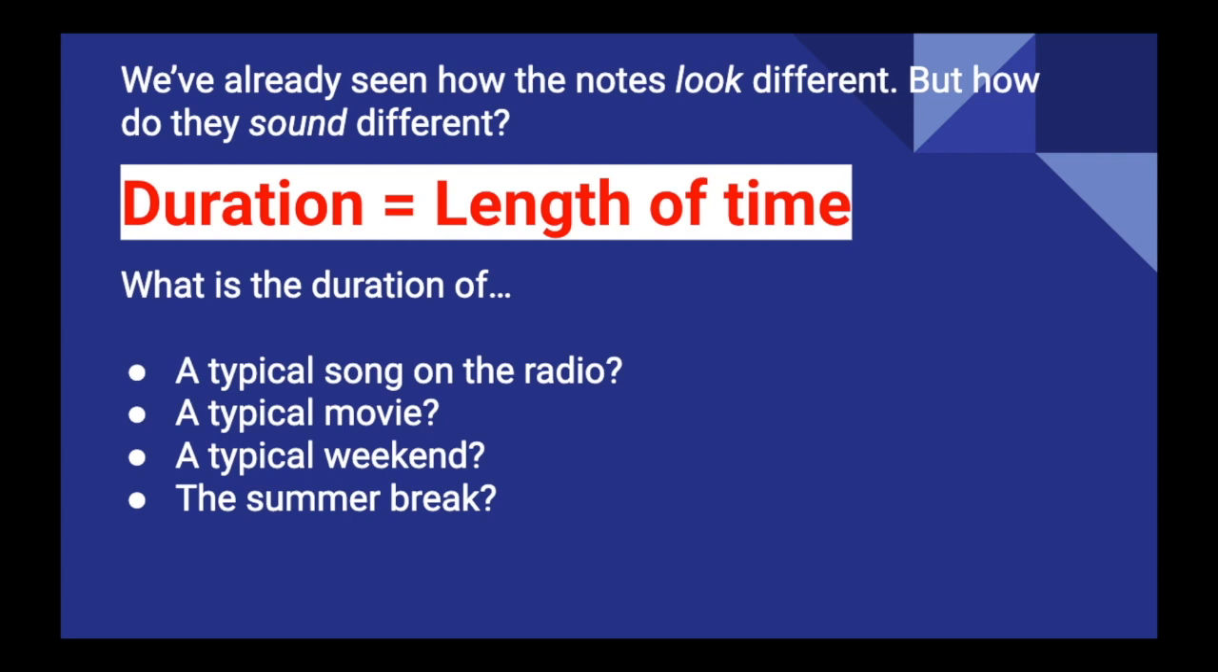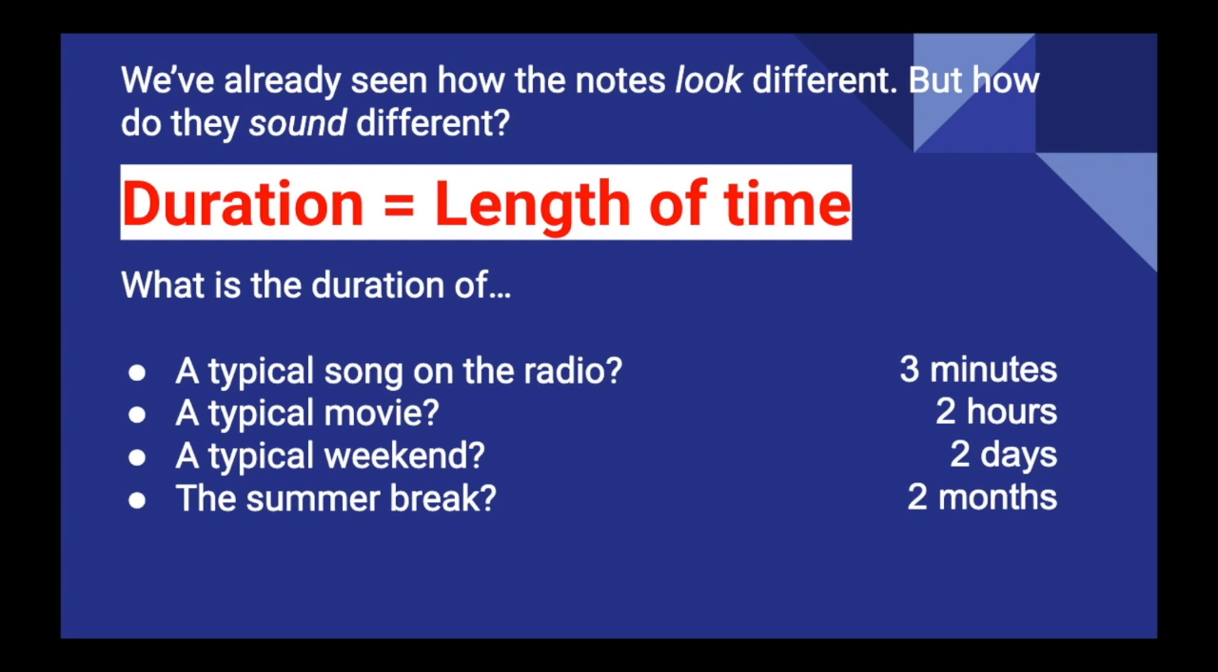So a song on the radio would be a few minutes, maybe 3 minutes. A typical movie, you could say in hours, 2 hours, 3 hours, 1.5 hours. A weekend, a couple days, right? If it's a long weekend, then it's maybe 3 days or 4 days. The summer break, 2 months. So all of these are units of time.